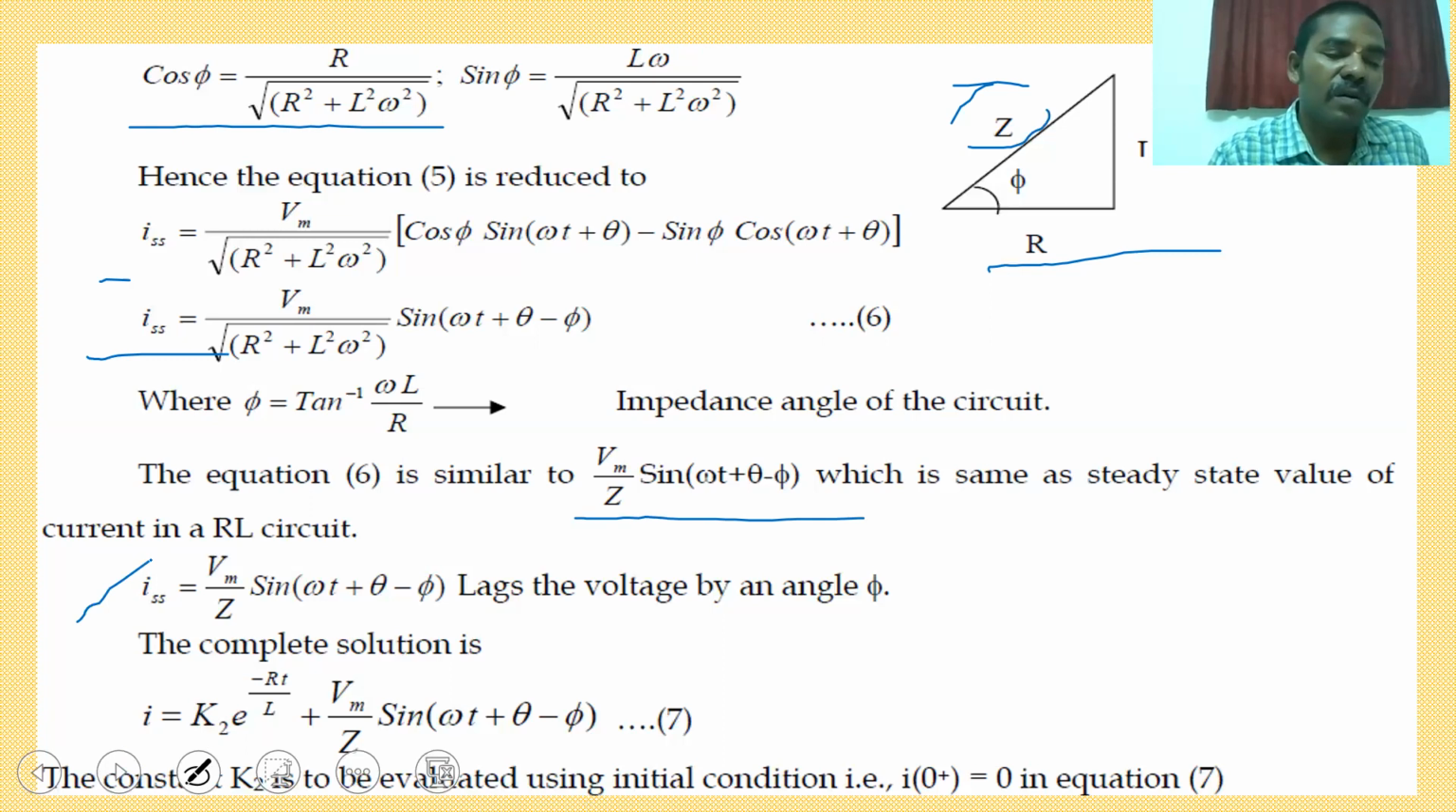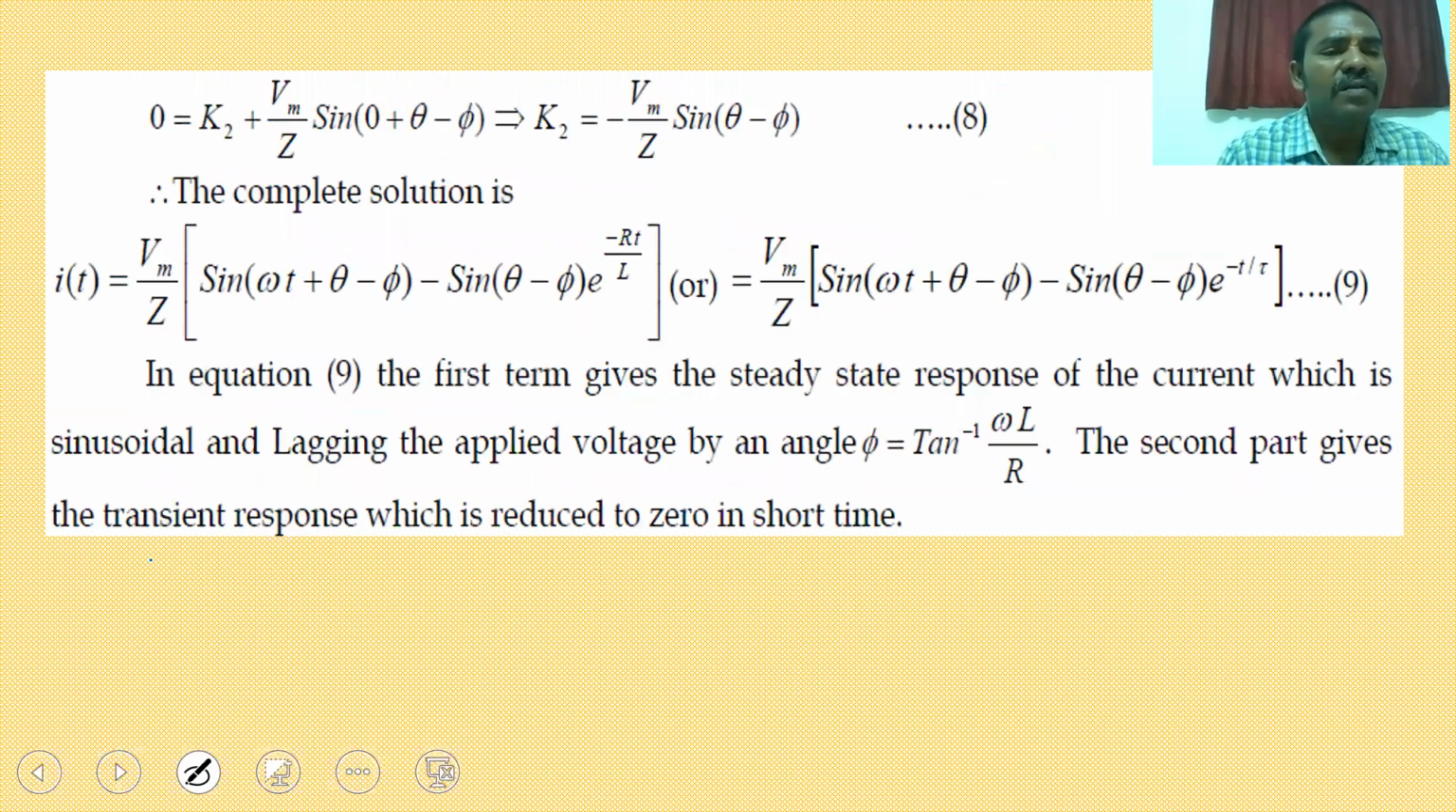So I is equal to natural response plus forced response: K2 e power minus R by L into t, plus Vm by Z sin omega t plus theta minus phi. For finding the value of K2, we have to apply the initial condition at t is equal to 0 plus. That is I of 0 is 0, so 0 is equal to K2, e power 0 is 1, plus Vm by Z sin of omega t, where t is 0 so omega t is 0, plus theta minus phi. So finally K2 is equal to minus Vm by Z sin theta minus phi.